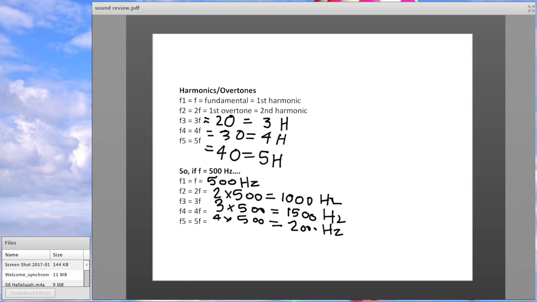F5 would be 5 times 500. If we wanted to do F20, we would do 20 times 500. And so as far as math goes, I think these are pretty easy. And that's how you calculate your different harmonics.